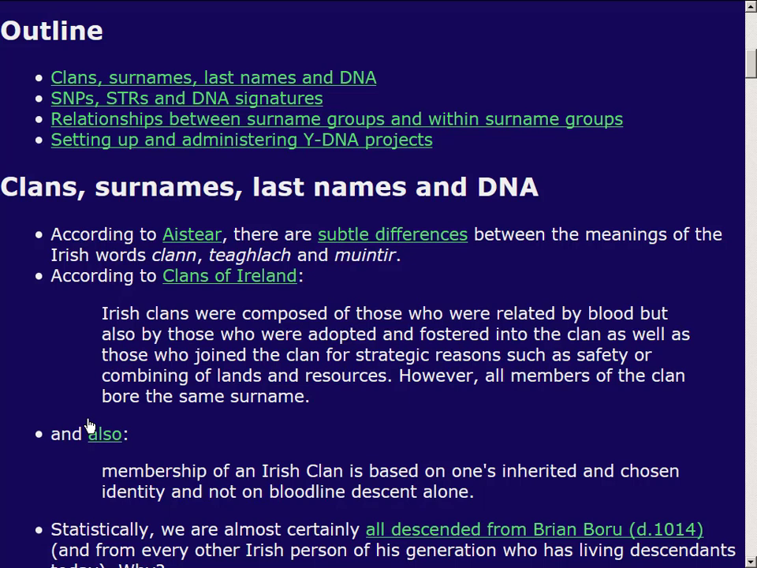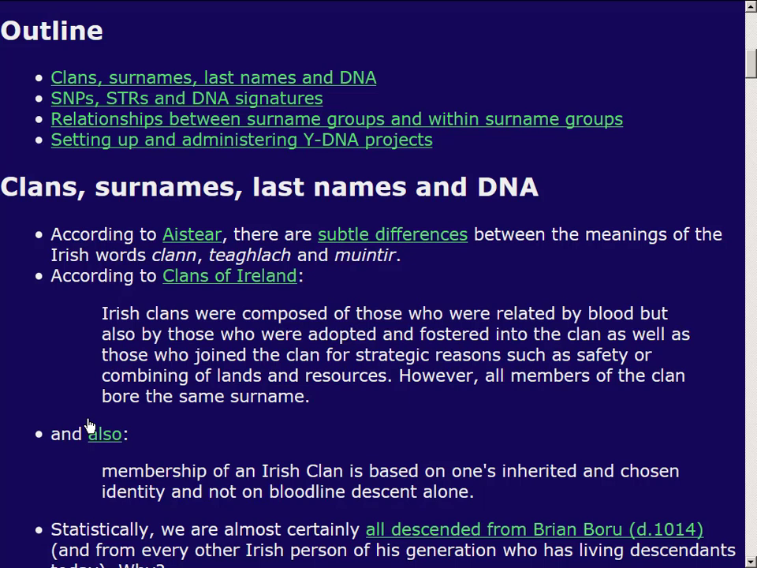And Clans of Ireland also on its website confirms that membership of an Irish clan is based on one's inherited and chosen identity and not on bloodline descent alone. So just because you don't end up with a Y-DNA match to somebody with the same surname, you're not going to be thrown out of the clan, or you're not going to be disowned. In fact, we're all related in this room.